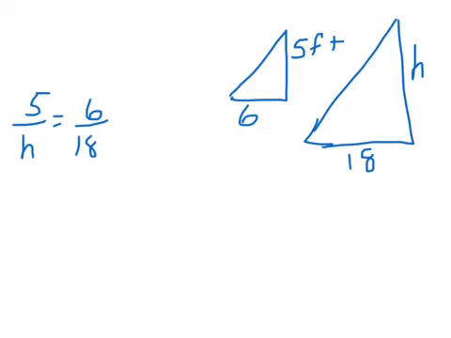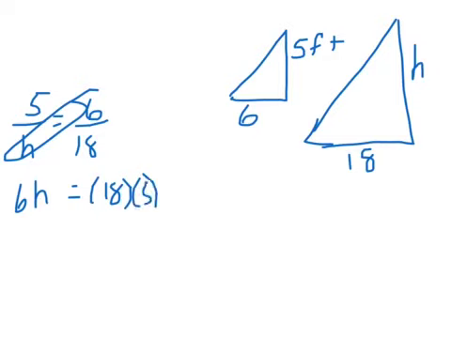So I could cross multiply and get 6H is equal to 18 times 5, and I could solve for H. Another way to do this, which is really quick, is to notice that 6 times 3 is 18, so my scale factor is 3. So I could say 5 times 3 would give me my height. So you can solve it whichever way you want to. I'm not going to tell you the answer here. I'm going to let you figure that out.